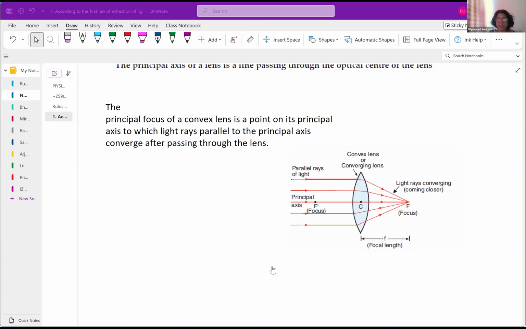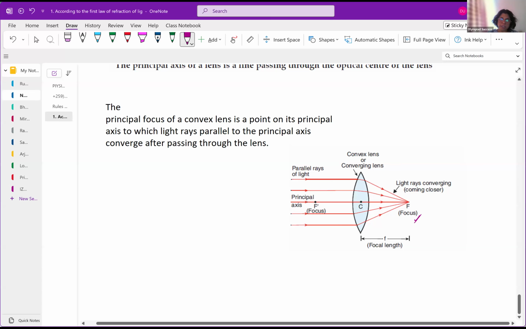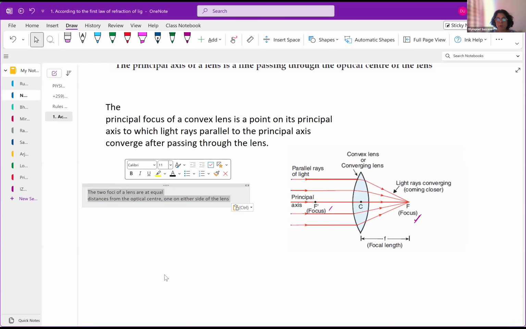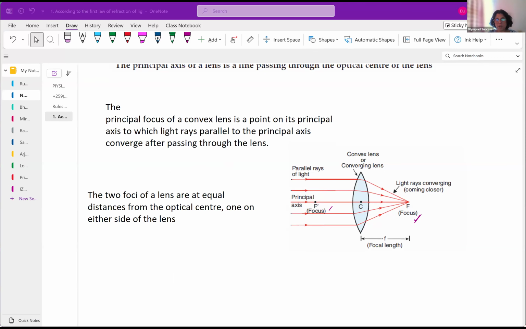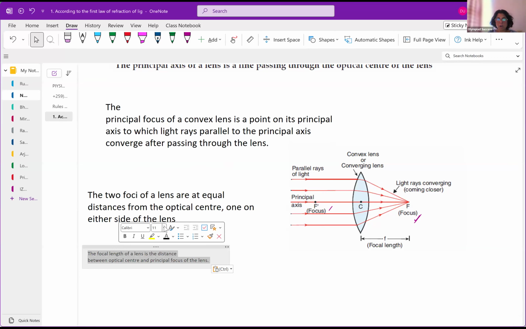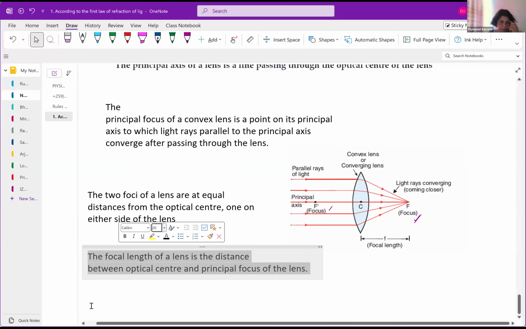Here, if you notice, there are two foci, F and F dashed. Every lens will have two foci, both of them on each side of the lens. Why? Because the lens has two refracting surfaces. And the focal length is the distance of the focus from the optical center, or the center of the lens.